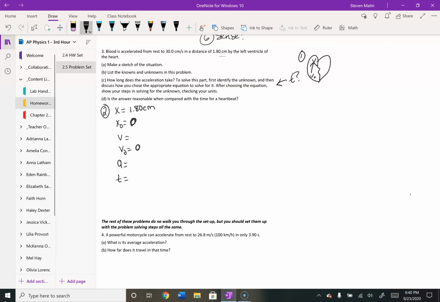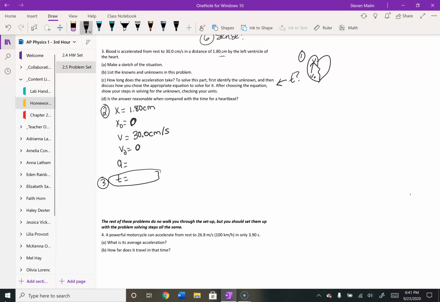So if the 1.8 centimeters was in meters, and then the final velocity was in centimeters, then you would want to convert one or the other. But for now, since they're both in the same unit, we're good. We're just going to leave them alone. We're just going to have to make sure we report final numbers according to those specific units. All right, so blood is accelerated from rest. We don't know the acceleration. One of the questions that we are asked is, what is the time? That's the variable that we need to solve for.